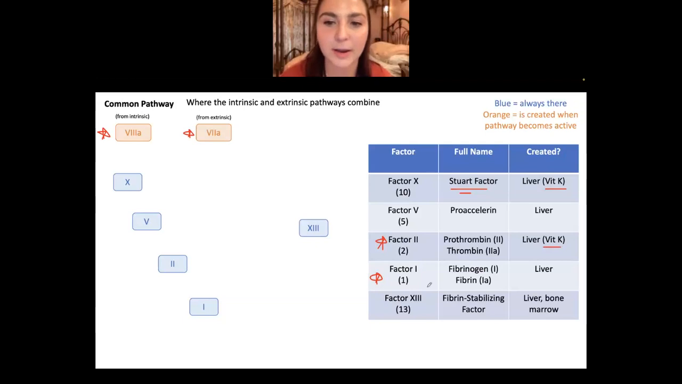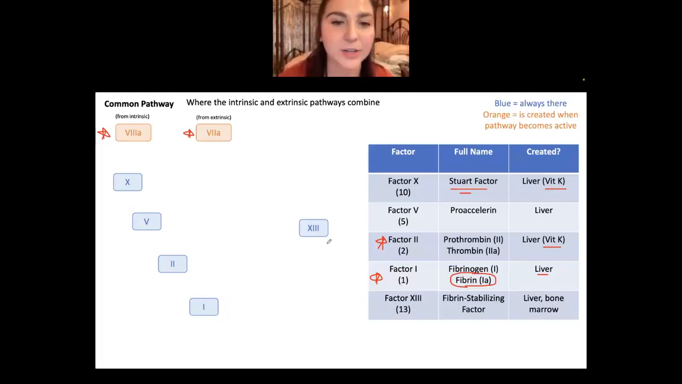And then factor 1 is fibrinogen, and the activated form of factor 1 is fibrin. Like I said, the whole goal of the coagulation cascade is to get fibrin and then to stabilize it, to get that cross-linked clot. And then, of course, factor 1 is also produced by the liver.